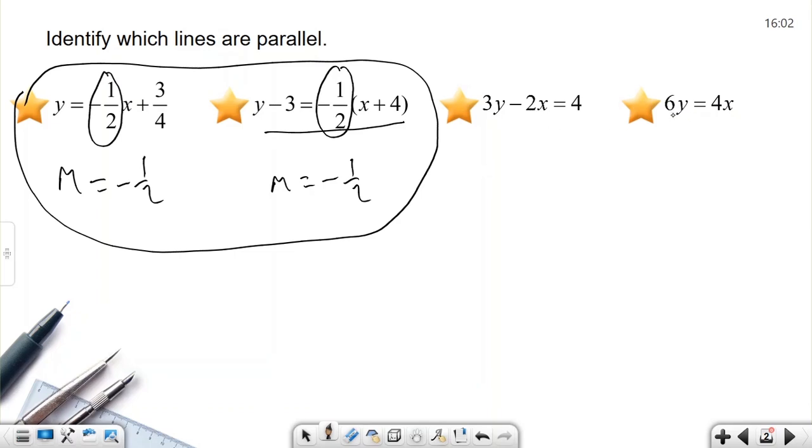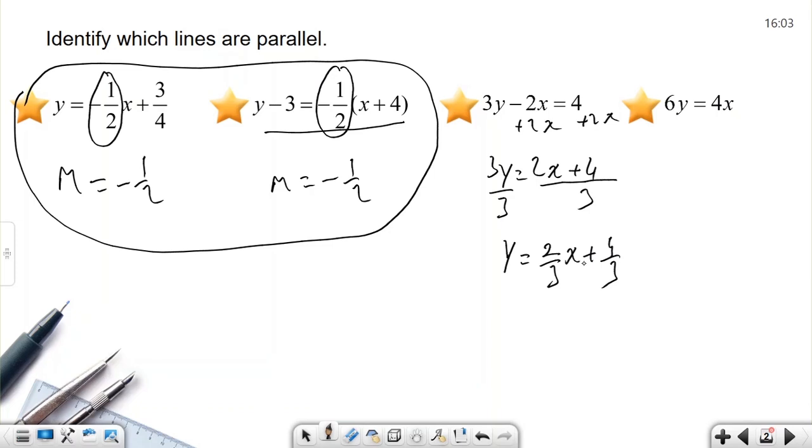Let's check the next one. I'm not sure about their slope because they are not in point-slope form or slope-intercept form. So I need to change it. I'm going to write them in slope-intercept form. Plus 2x on both sides, 3y equals 2x plus 4. Divide all of them by 3. So 3 divided by 3 is 1y. As a fraction, you can separate that: 2 over 3x plus 4 over 3.